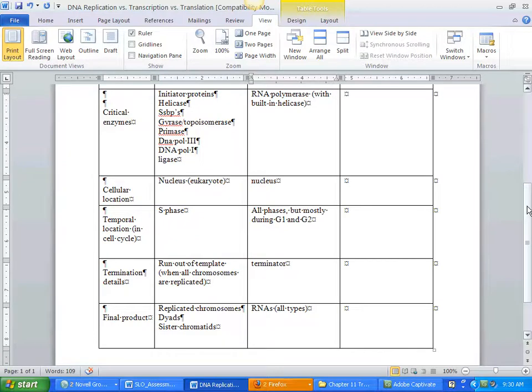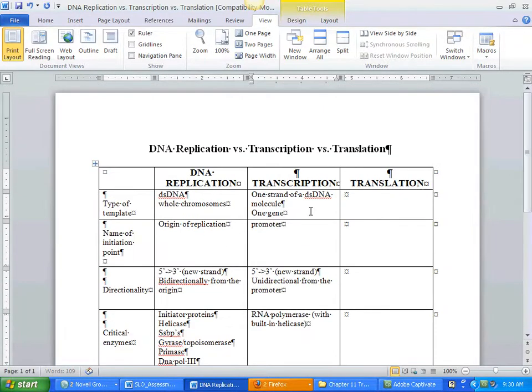All right. So it's a different scope. It's a different product. There's a few things that are similar, but there's actually a lot more things that are different. And then translation. Well, translation is quite a bit different. I think the only reason it's confusing to students is that the word is similar. You have transcription and translation. But the whole process is quite a bit different.